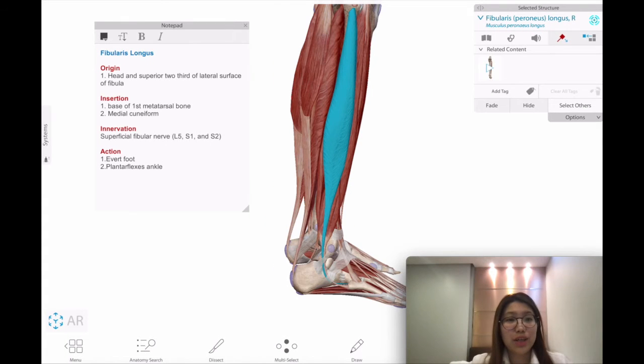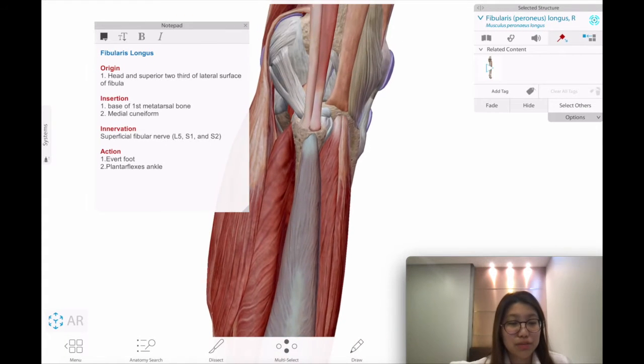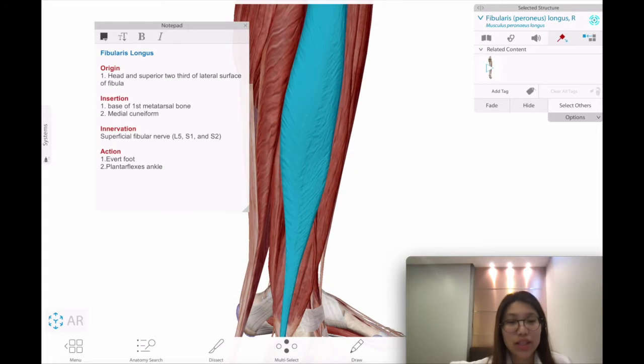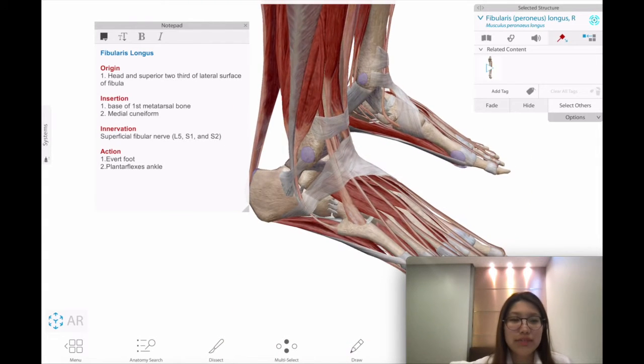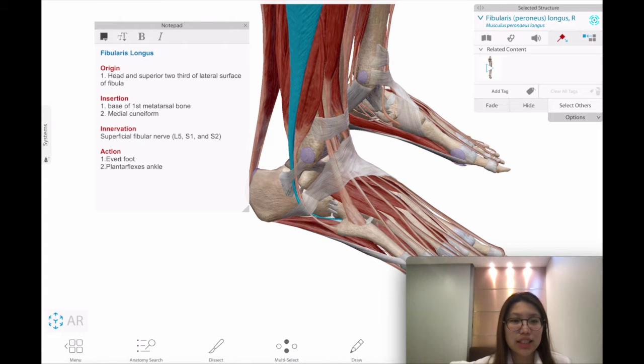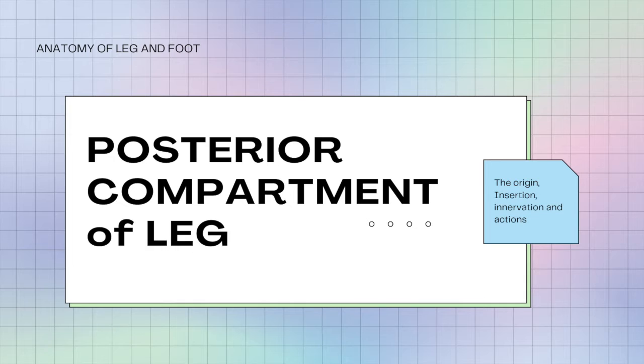This is the fibularis longus. It originates at the head and superior two-thirds of the lateral surface of the fibula and inserts at the base of the first metatarsal bone and the medial cuneiform. The innervation is the superficial fibular nerve, and its action is to evert the foot and plantar flex the ankle.